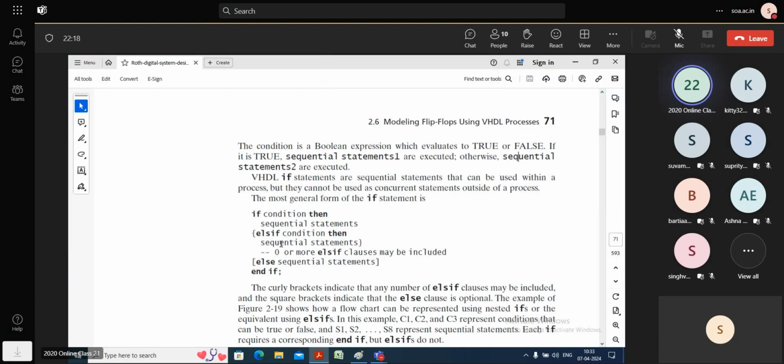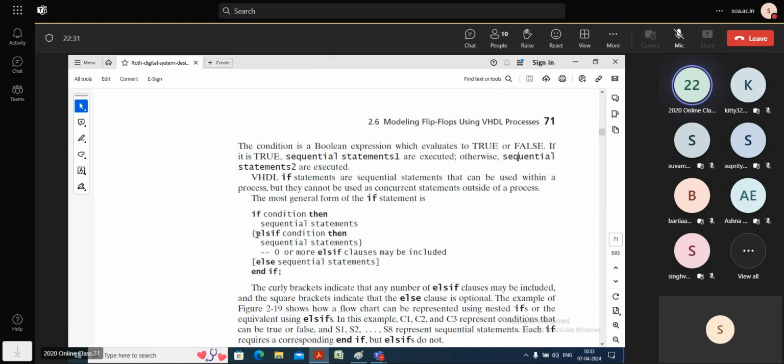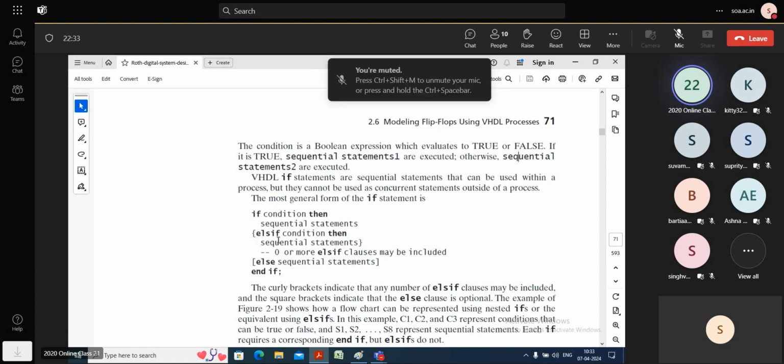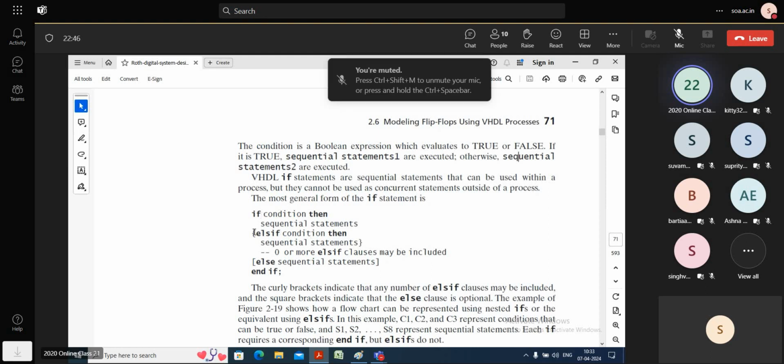So you can see that it is similar to the else if ladder we have seen in C. So this is else if condition, then sequential statements. These we have put inside the curly brace. In VHDL, if you put something inside the curly brace, this means it can be repeated zero or more times. So either you simply have an if statement or this else if ladder will be there. This else if may appear zero or more number of times.